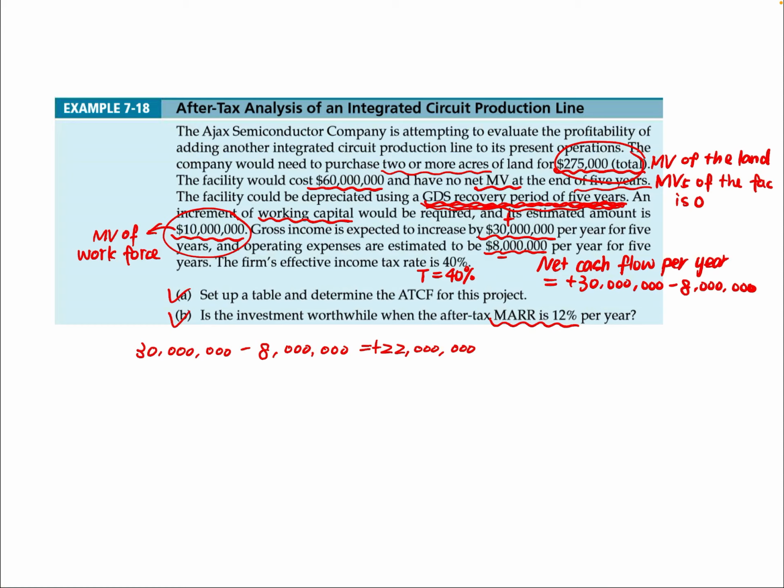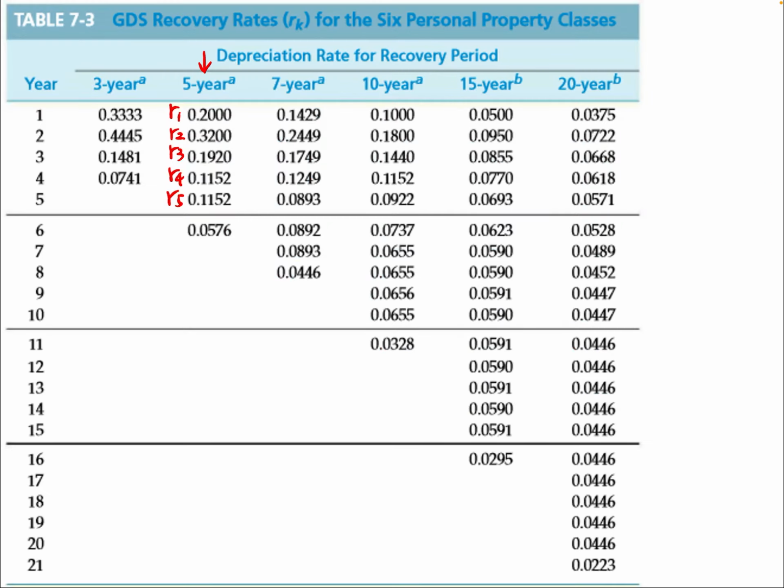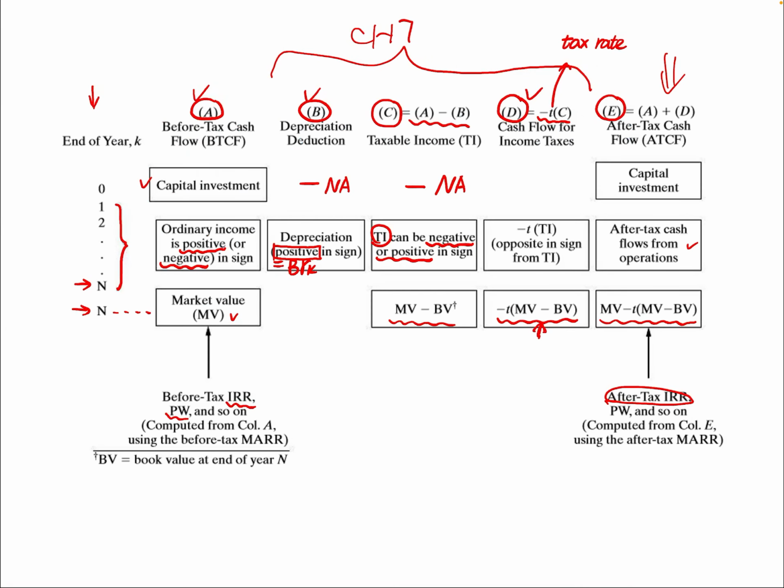Remember that it is said the MV of this asset is going to be 0 at the end of the 5 years, which means it's disposed of at the end of the 5 years. So you're not going to use the R6 because the market value is decreased to 0 already in the 5th year.